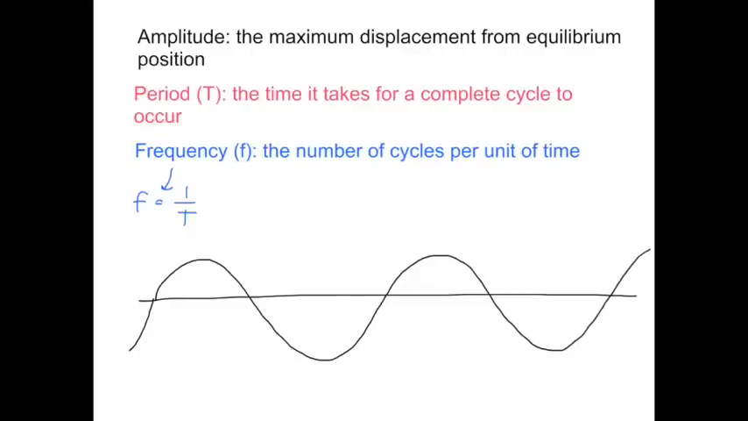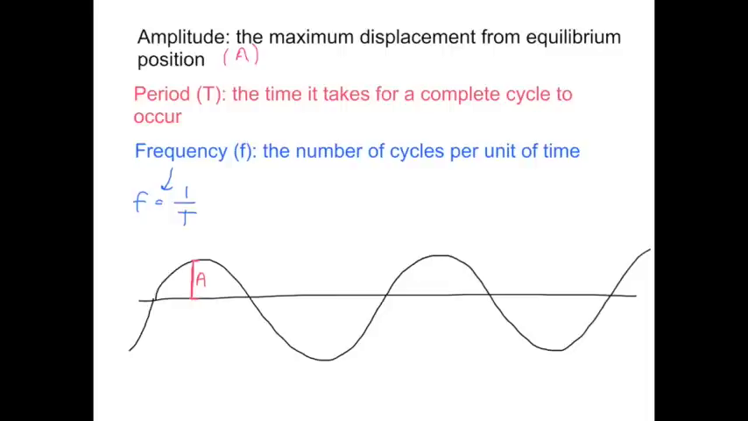So the amplitude is defined as the maximum displacement from equilibrium position. I'll refer to this in the future probably as A. So the amplitude would be this distance. You may recognize this from math if you've had sine or cosine waves before. The amplitude is simply this distance from the equilibrium point to the farthest point away.